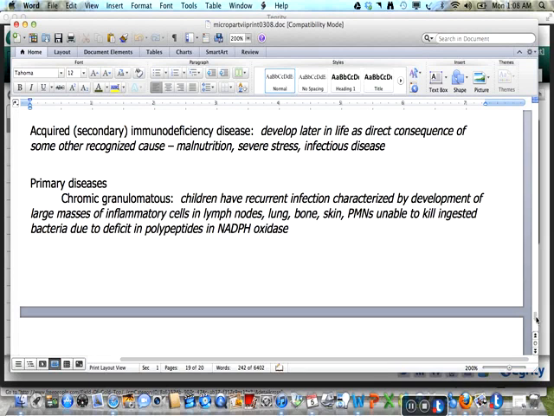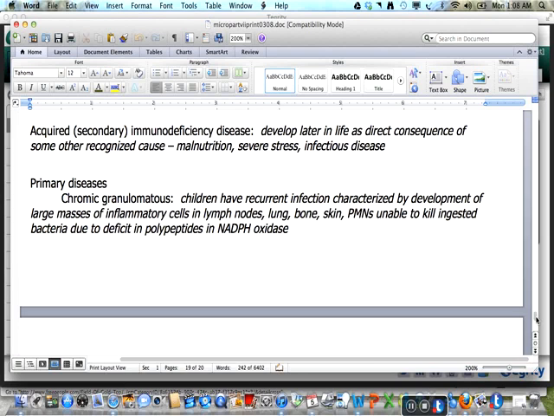In SCIDS, or severe combined immunodeficiency disease, there is failure to develop any lymphoid stem cells, so they produce no B or T cells. This is treated with bone marrow transplant. In DiGeorge anomaly, there is a T cell deficiency as a result of the thymus failing to develop. This is treated with a thymic stem cell transplant.